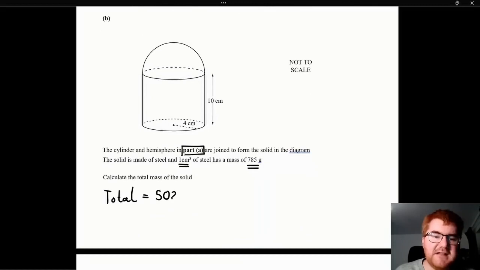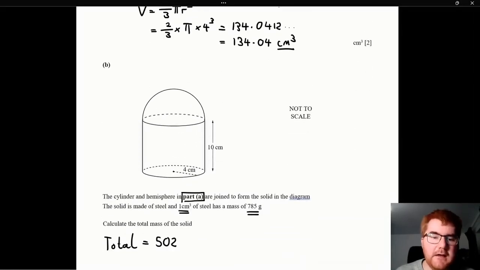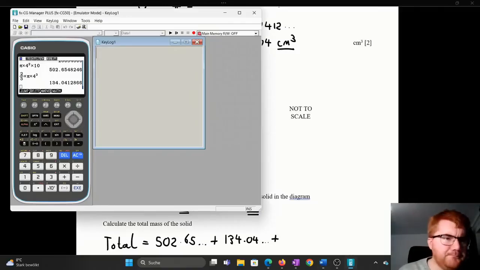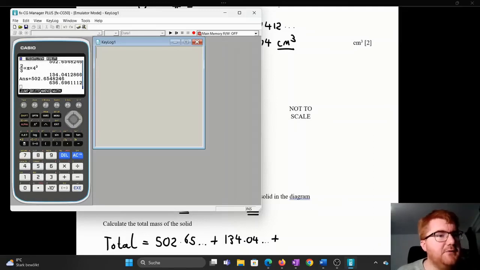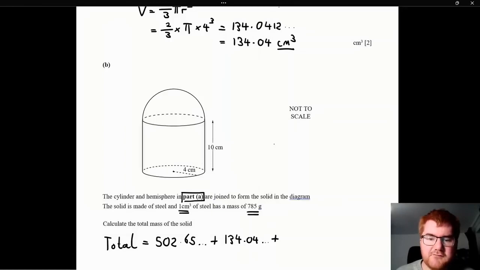So I'll just write this down for the examiner so they're clear exactly what I'm looking to do. 502.65 plus 134.04. So we go back to our calculator. Notice we can actually use our previous answer, go to shift and answer, and then we add in the other part. Again, I'm trying to use as many decimal places as possible so I get the most accurate answer, so we avoid those rounding errors. We add those together, we get 636.696. So let's just write that in.